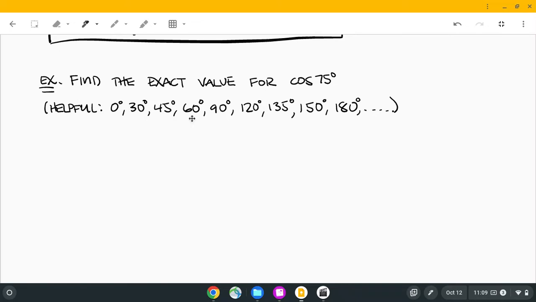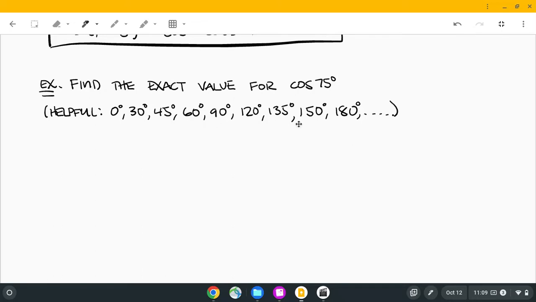This is helpful because if you're trying to find the exact value of cosine 75, we don't have this one memorized, but we have these memorized. So what you want to do is try to find two angles here that either add up to 75 or that subtract to give you 75. There could be more than one combination. So long as you find one, just use that one. You can use any of them and you'll still get the same answer. I see that 30 and 45 add up to 75, so that's what I'm going to use.